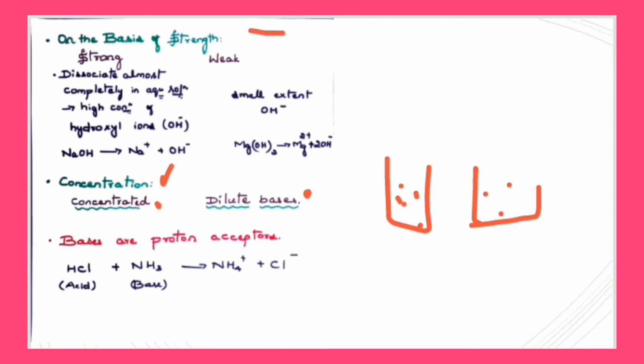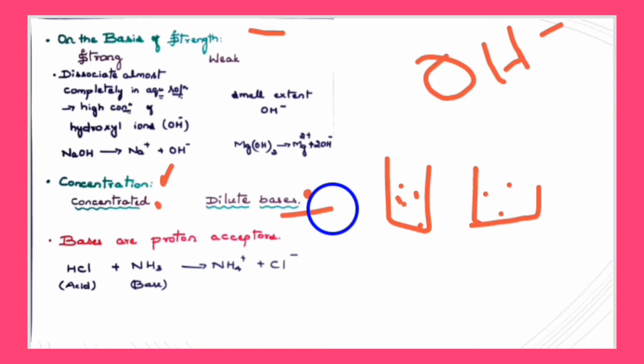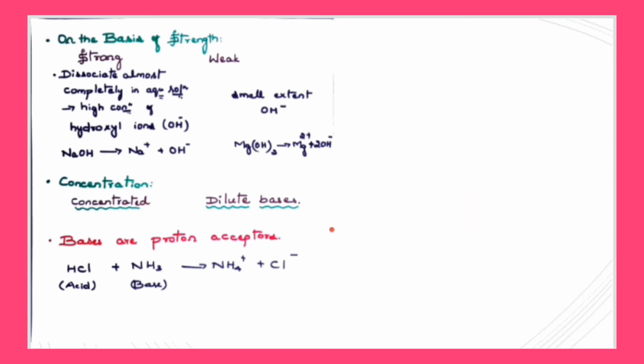The difference between strength and concentration I have already explained. The strength of a base is the measure of OH minus ions present in the aqueous solution, whereas concentration is the amount of base present in the solution. Next, moving to the next point: bases are proton acceptors. When the base NH3 combines with hydrochloric acid HCl, it gives NH4 plus and Cl minus. This is one simple example to show that they are proton acceptors.